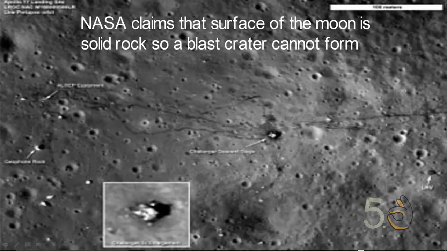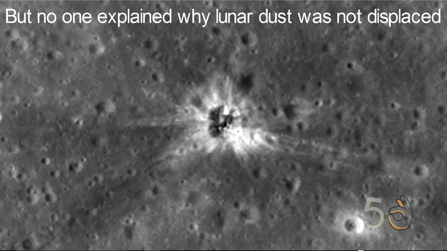The surface of the moon itself is solid rock, so a blast crater probably wouldn't be feasible anyway, in the same way that an aeroplane doesn't leave a crater when it touches down. But no one explained why lunar dust was not displaced.